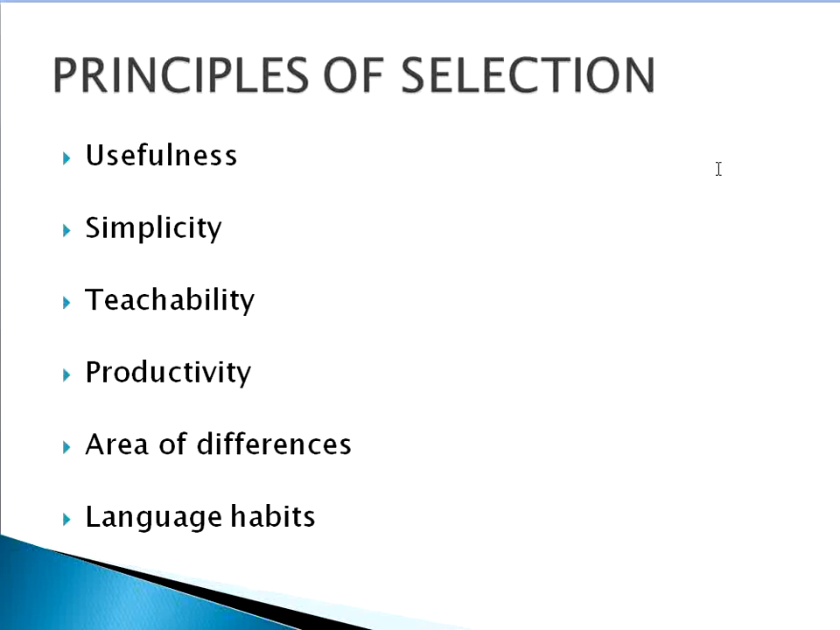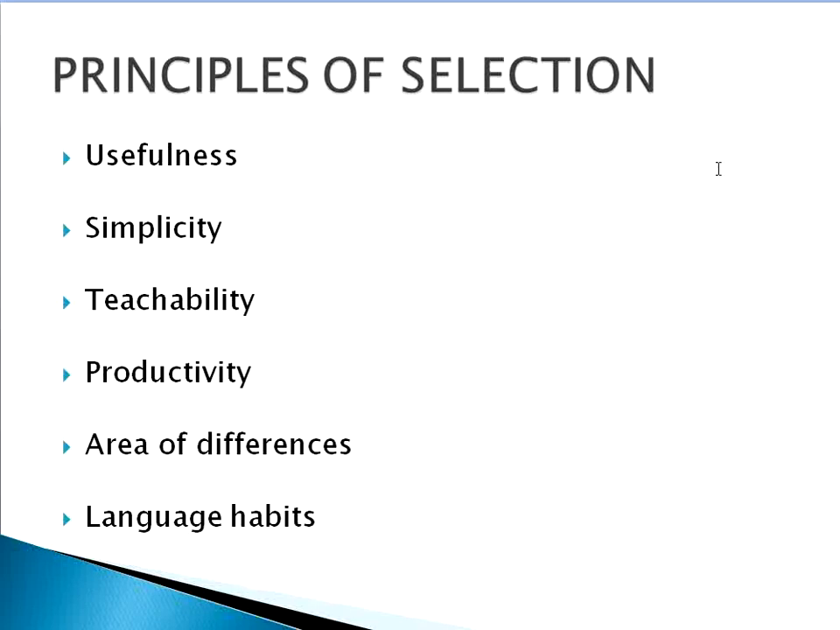What is the very first point? Usefulness. That means as a teacher, when you are going to work on the selection of the structures of a sentence, then you will have to make sure that that particular structure should be useful. If that is not useful, it is not effective. So usefulness is also one of the principles of selection.